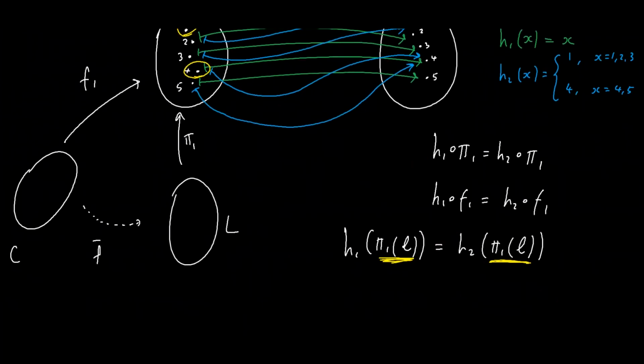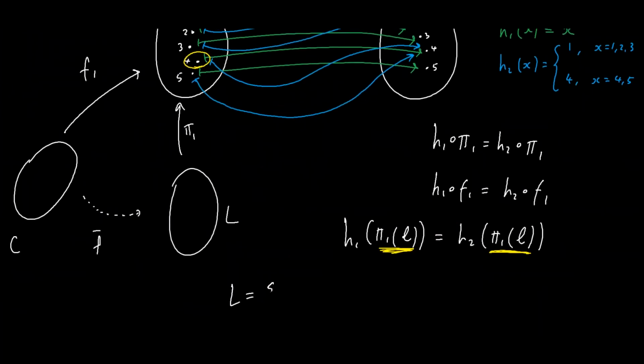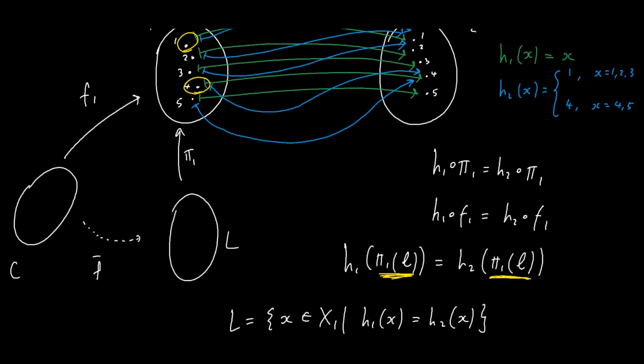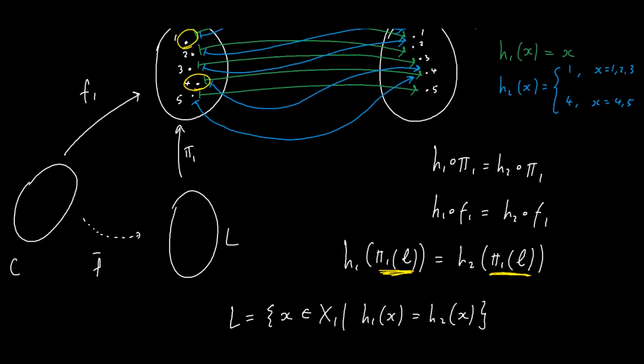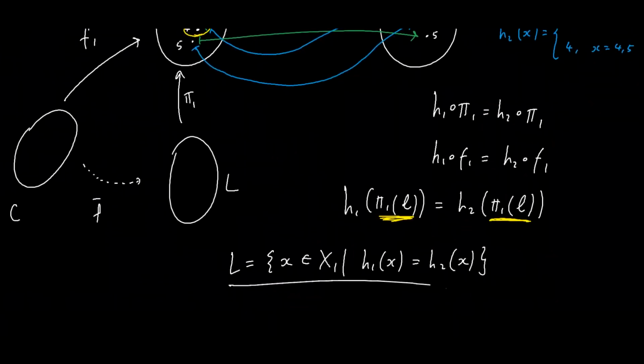So what we do is we take L to be basically, as you see from here, those x's from x1 on which H1 and H2 do agree. And we can actually now jump directly to the general case and prove that this approach will work.